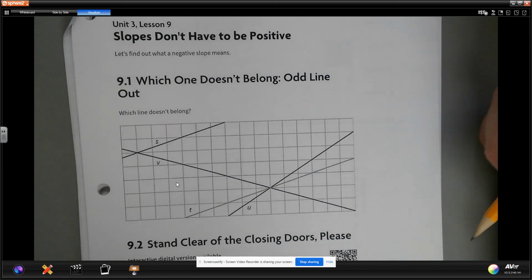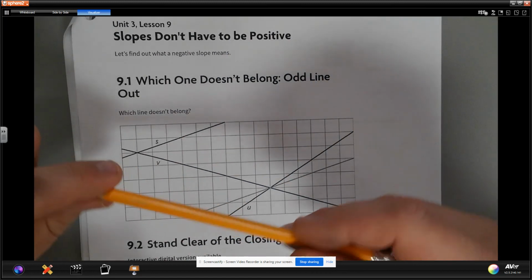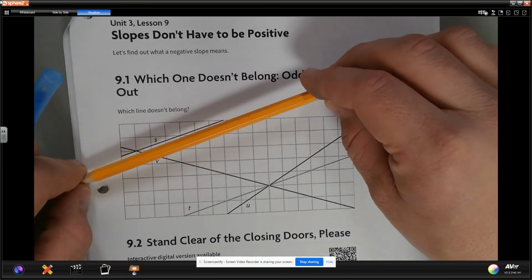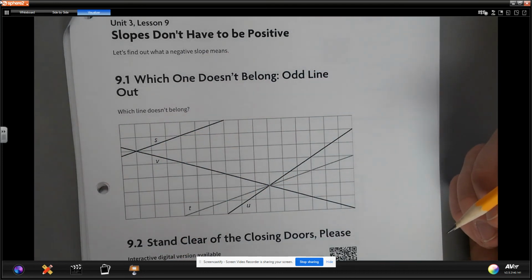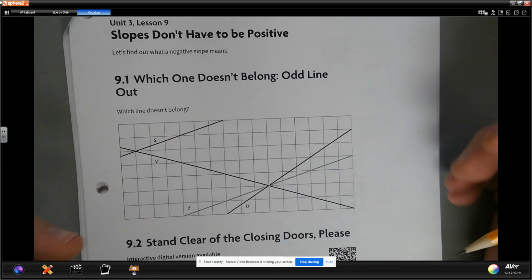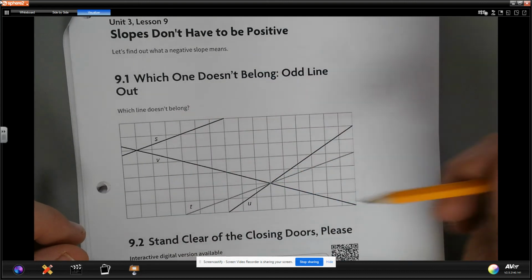Now, perhaps of these 4 lines, the one for me that stands out the most is line V, because line V comes down and to the right. It's different than all the other lines. It doesn't come up and to the right like all these other lines. The other thing I could see is that line U doesn't belong. It's the only one without a slope of 1/3 or negative 1/3.